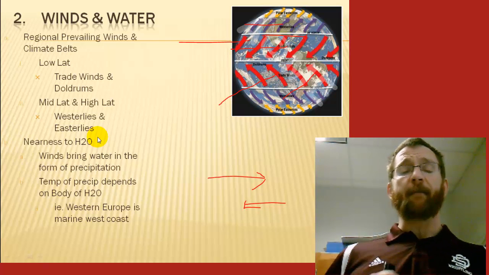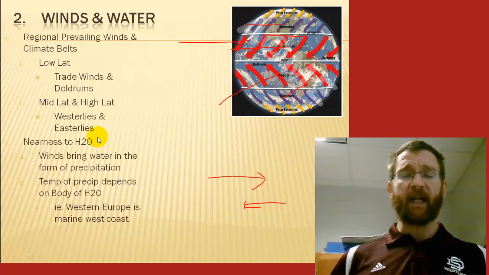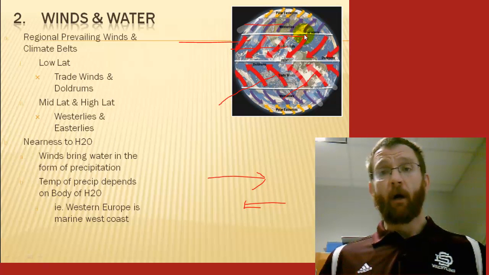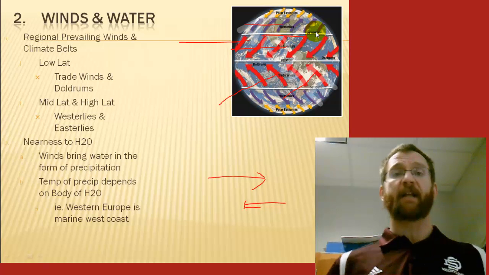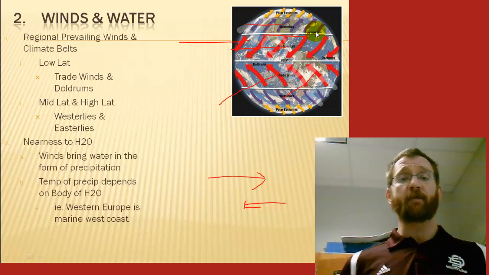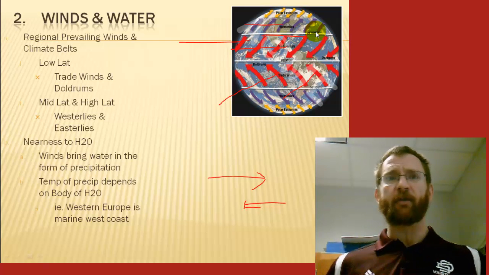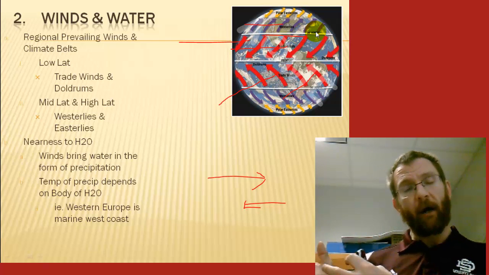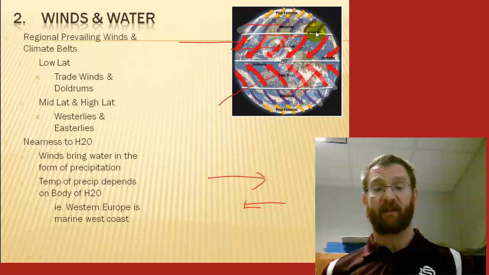The climate of Western Europe is called marine west coast because westerly prevailing winds right here blow over a warm ocean current called the North Atlantic Drift. Highlight North Atlantic Drift in your notes. It blows over the warm North Atlantic Drift, and it makes the climate of England and Northern Europe very comfortable compared to what it should be based on its latitude.